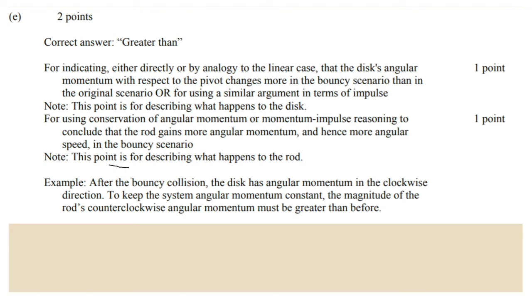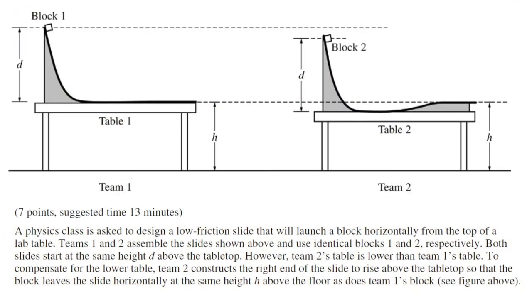All right, moving on to the second problem here. This question was a shorter question, only worth 7 points, also on the 2017 AP Physics 1 test. It says here, a physics class is asked to design a low-friction slide that will launch a block horizontally from the top of a lab table. Teams 1 and 2 assemble the slides shown above and use identical blocks 1 and 2, respectively. Both slides start at the same height d above the tabletop.